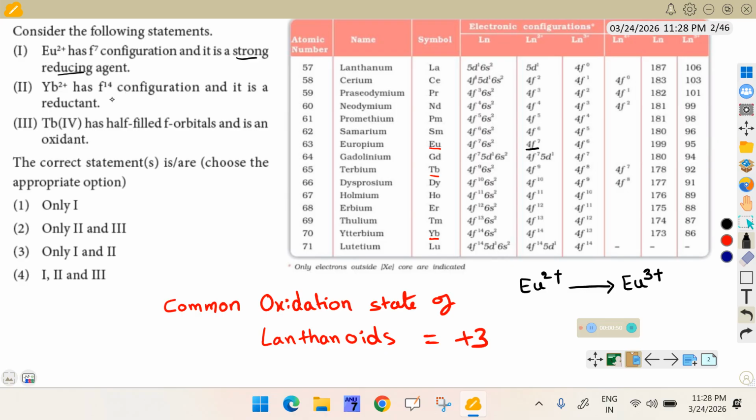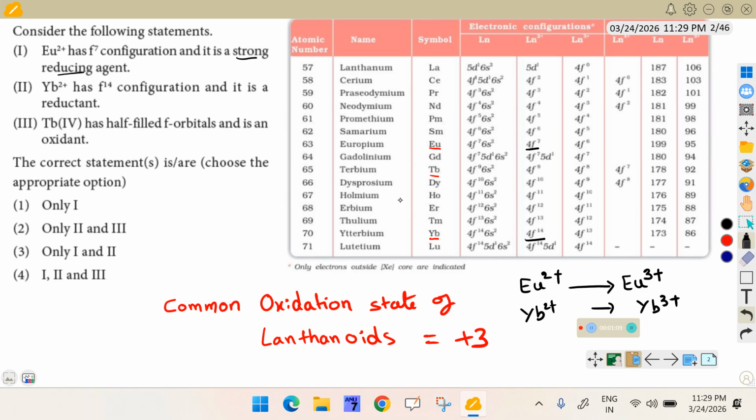Yb2+ has f14 configuration and it acts as a reductant. Correct. If Yb2+ loses one electron, then it is converted to Yb3+.